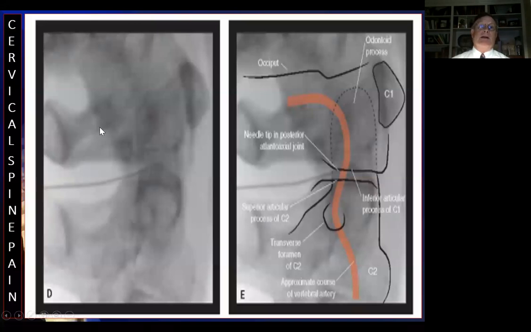Now, a lot of doctors, here's a lateral view. Here's the anterior ring of C1, the odontoid, posterior ring of C1. So here's C2. Okay, well, I'm going to stick a needle in here and inject some stuff. Well, what lives there? Whoops, vertebral artery, and about a gazillion other things. So people have got to pay attention. I'm an interventional radiologist. We do needle work, but we pay attention to what we're doing.